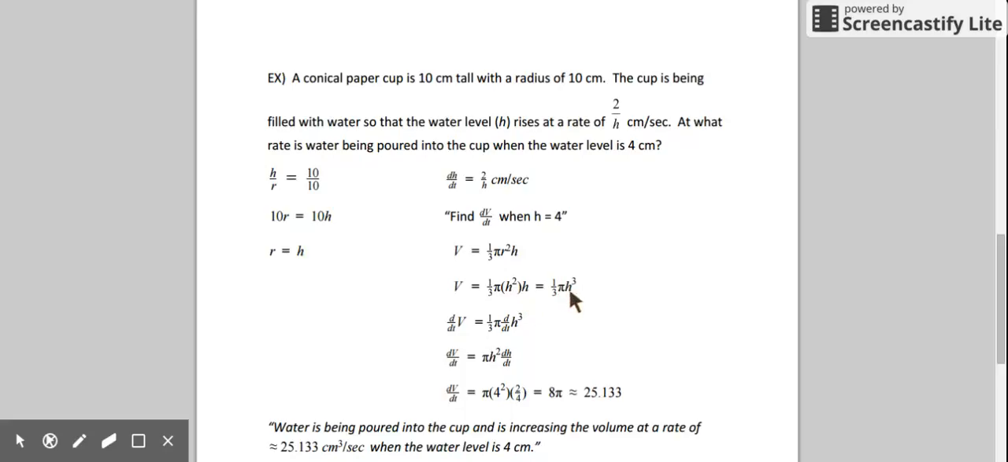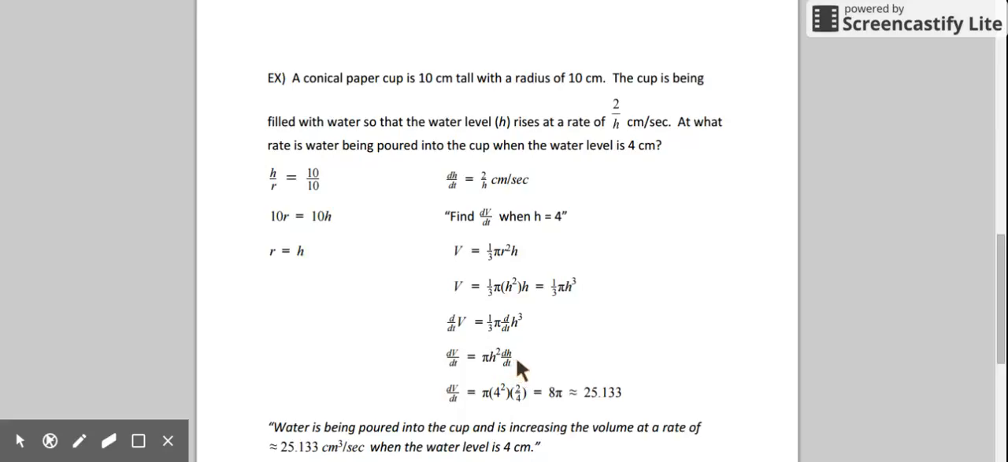H squared times H is H cubed. Now we can find the derivative of our volume formula and differentiate each term with respect to t, or time. When we do that, the derivative of volume with respect to time is dV/dt. 1/3 pi is a constant that we're just going to ignore, and we're going to differentiate H cubed with respect to time. So the derivative of H cubed with respect to time is 3H squared times dH/dt. If I'm multiplying by 3, that 3 that came to the front, and dividing by 3 here, that just goes away. So it simplifies to just pi times H squared times the derivative of H with respect to time.